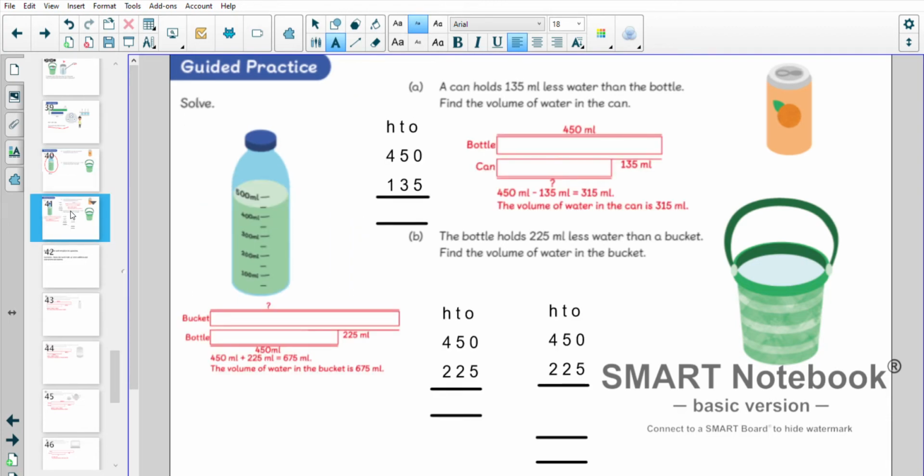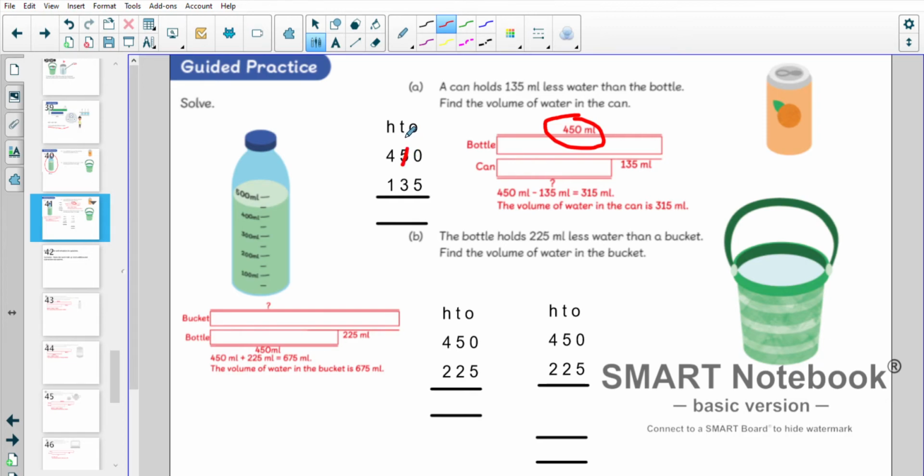And the answers to these. A is a can holds 135 millilitres less water than the bottle. So we know that the bottle is 450 millilitres. Okay, so it's 450 millilitres, but we want to know what 135 millilitres less than this is. So the bottle's big, the can's smaller, taking away. Okay, so using the methods on the other video, which if you haven't watched, you might want to watch if you're finding this a little bit hard. We're doing 0 ones take away 5 ones. It ends up being less than 0, so we need to rename the tens.